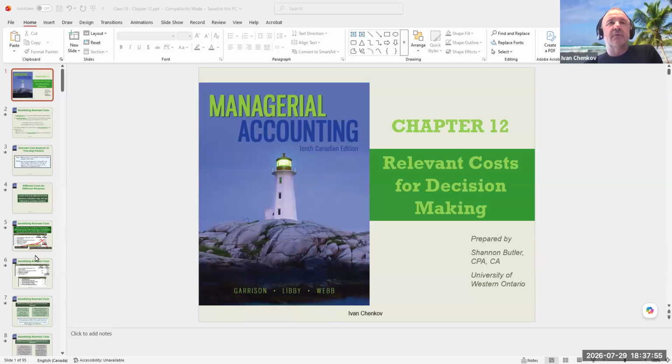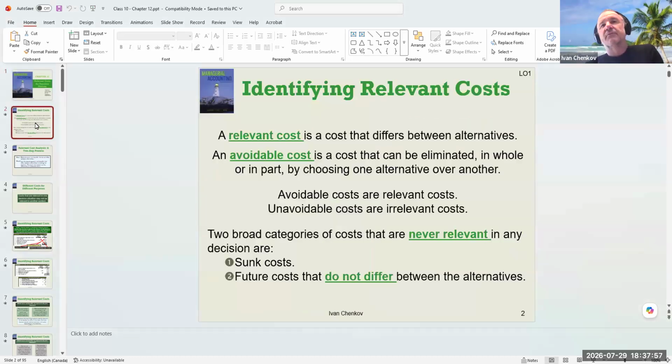What do we need to do in order to make a decision? First, we have to find alternatives. Then we have to know how the costs behave. Costs behave as variable and fixed cost. Variable cost per unit stays the same. Fixed cost in total stays the same. Variable cost in total fluctuates based on the usage. Fixed cost per unit fluctuates, going down based on the usage.